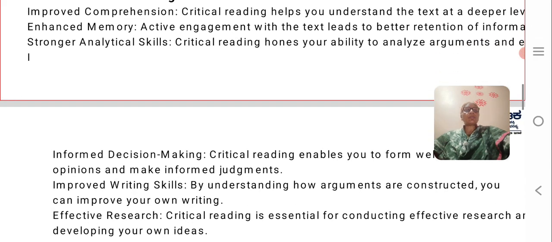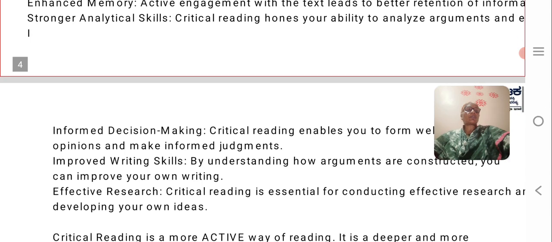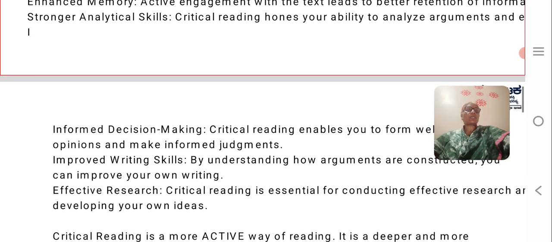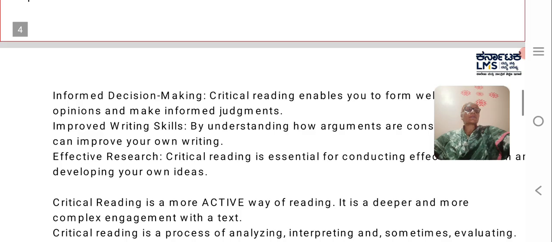Critical reading also improves writing skills. By understanding how arguments are constructed, you can improve your own writing. Critical reading is essential for conducting effective research and developing your own ideas.